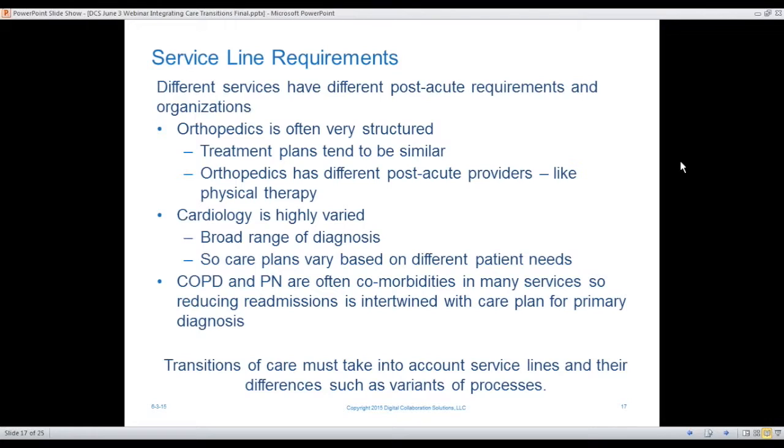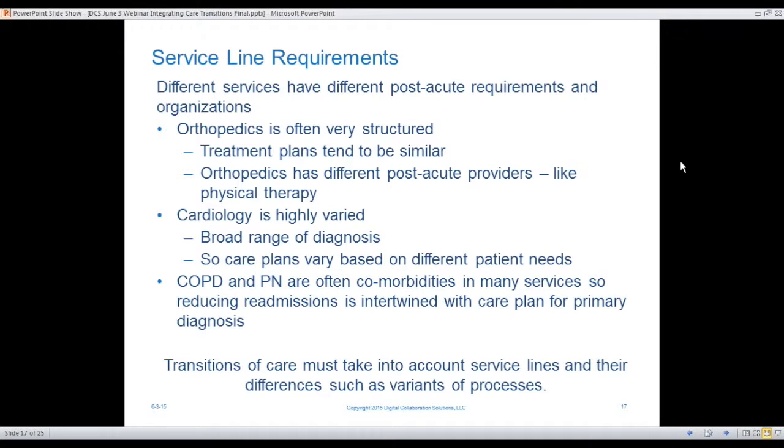In contrast, cardiology is highly varied. The diagnoses behind cardiology, heart failure, MI, things like that can be very different, and the causes can be very different. So you get pretty varied care plans based on different patient needs, which means thinking through what the different care plans are and understanding them and working with the different post-acute facilities is important.